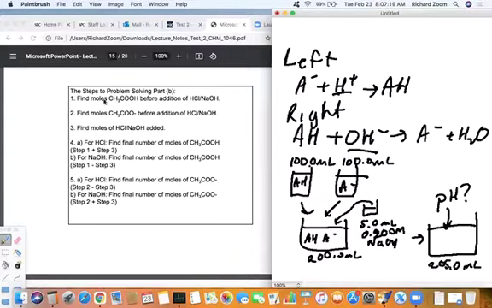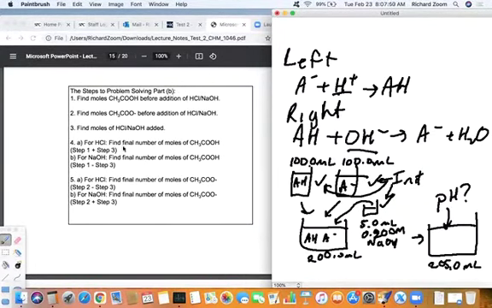So the first thing we do is we find the initial moles of acetic acid, or AH. We find the initial moles of A minus, and what we're talking about here is the initial moles in these solutions here and here, the ones I just put the check mark on. We're also going to find the initial moles of sodium hydroxide as well. So we're interested in the initial moles of each of these. I'll show you how we're going to do that in a second.